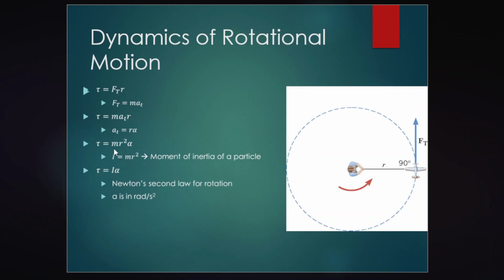And that m r squared basically simplifies down to the moment of inertia of a particle away from a pivot point. So our torque equation can become I times alpha, and this is basically Newton's second law for rotation. Instead of F equals ma, we have torque equals I alpha.